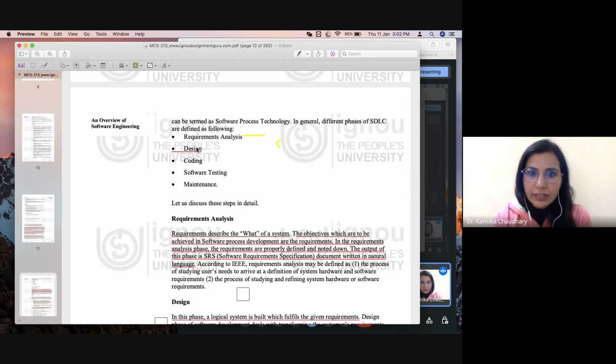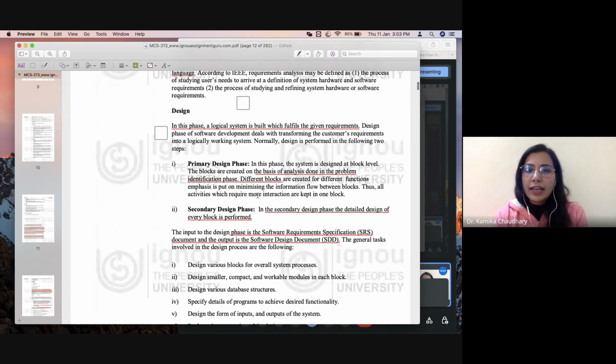What is the second phase? The second phase is my design phase. So when the development team is entering into the design phase, what does it have with it? It has the SRS document with it, right? So the SRS document is going to act as the input for the design phase, whereas the SRS document is the output of your requirement analysis phase. So we are on the design phase. The input is going to be your SRS document and the output of this design phase is going to be your SDD, which is your software design document.